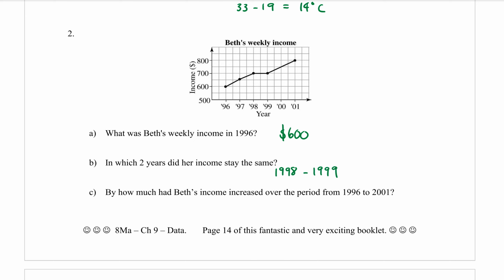By how much had Beth's income increased over the period from 1996 to 2001? So in 2001, at its highest point, her income was $800. At 1996, the start, she was earning $600. And we want the difference, which is why I have subtracted them. So over those years, that's an increase of $200.